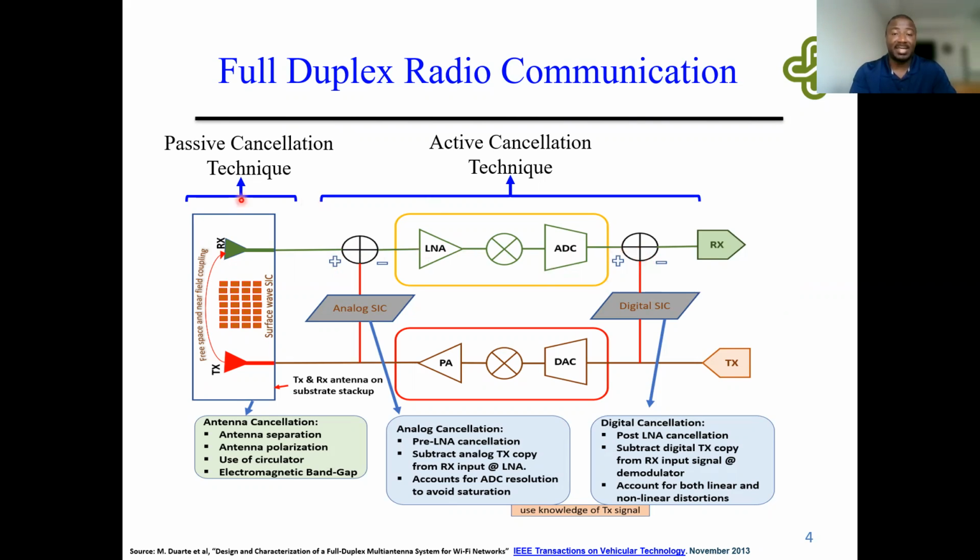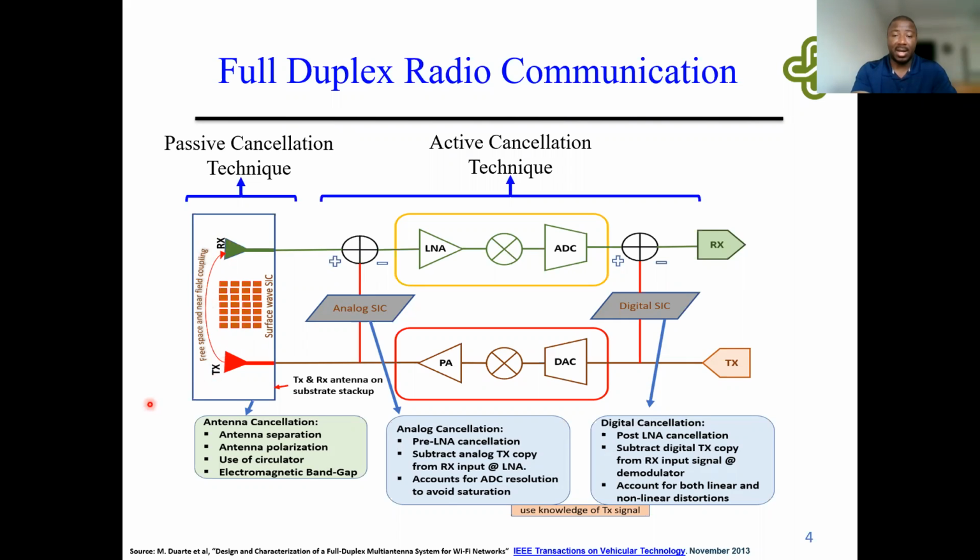On the left-hand side, however, is the passive cancellation technique, which is the focus of our research. It uses structures between the TX element and the RX element to reduce surface wave from one antenna element to the other, and in order to reduce self-interference signal between these two antenna elements. And passive cancellation comes in different techniques, which have been researched over time.